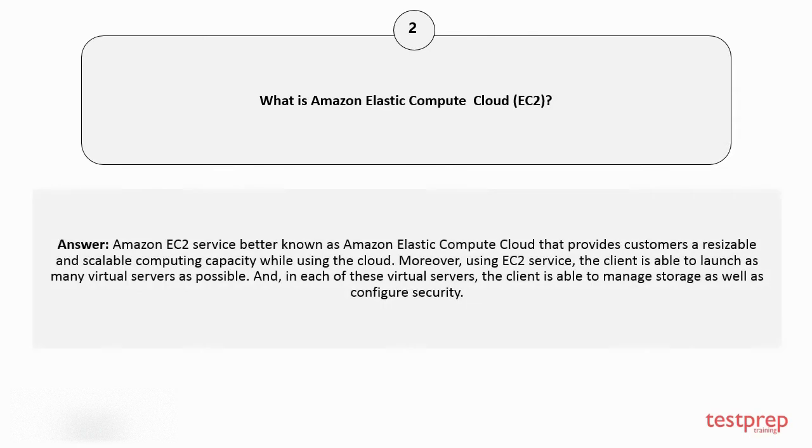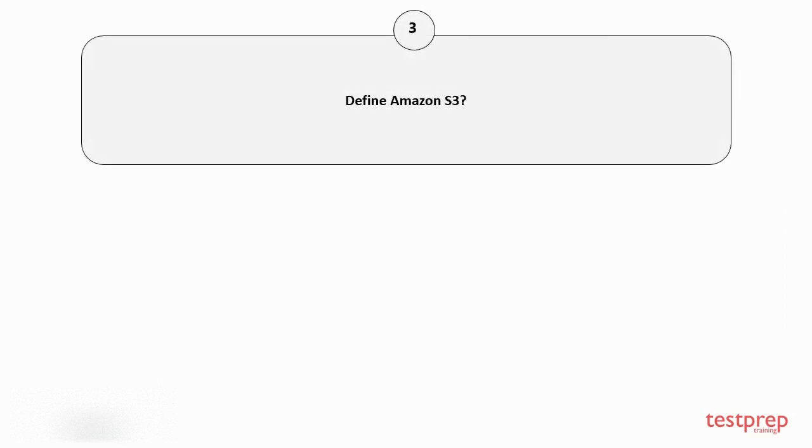Question number 2, what is Amazon Elastic Compute Cloud? Your answer is Amazon EC2 service, better known as Amazon Elastic Compute Cloud, that provides customers a resizable and scalable computing capacity while using the cloud. Moreover, using EC2 service, the client is able to launch as many virtual servers as possible. And, in each of these virtual servers, the client is able to manage storage as well as configure security.